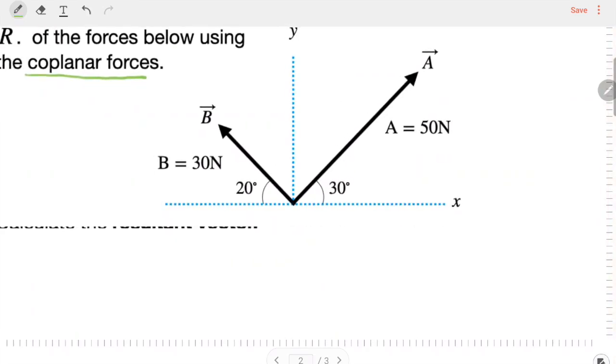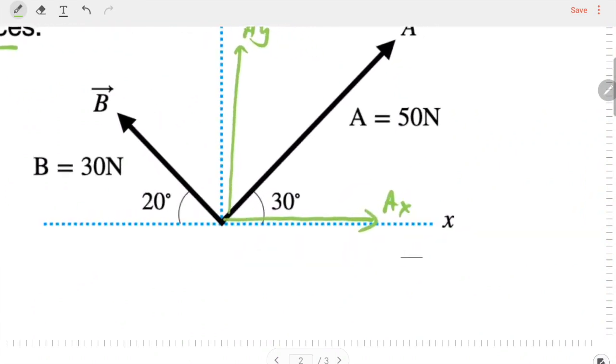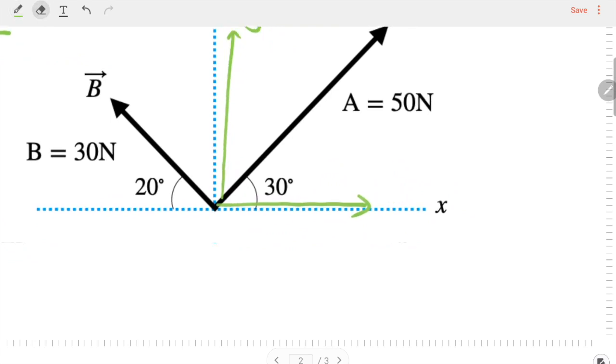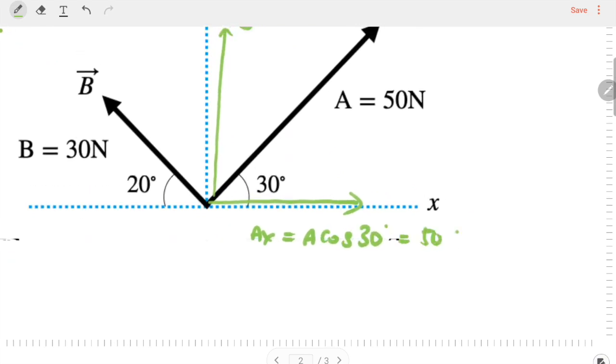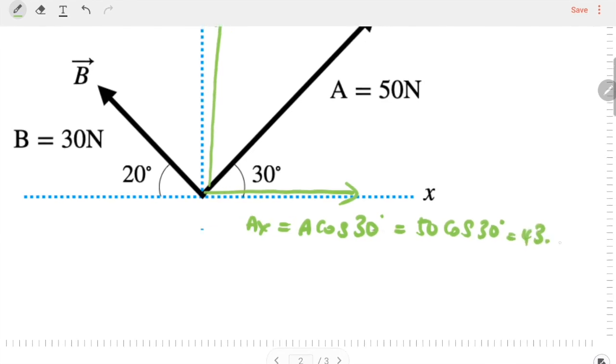Okay, first we split the vector A into two components: in the x direction, which we call AX, and also in the y direction, which we call AY. The magnitude of AX can be calculated using the formula A cos theta. So A is 50 Newton, theta is 30 degrees. Use your calculator and you will get the magnitude of AX to be 43.3013 Newton.